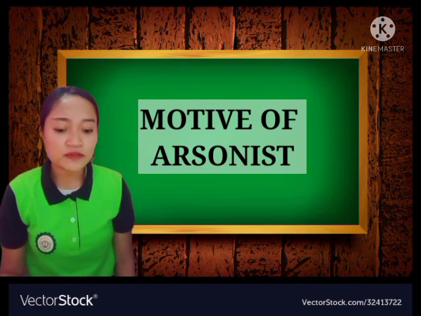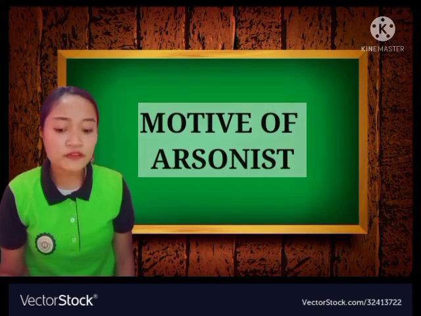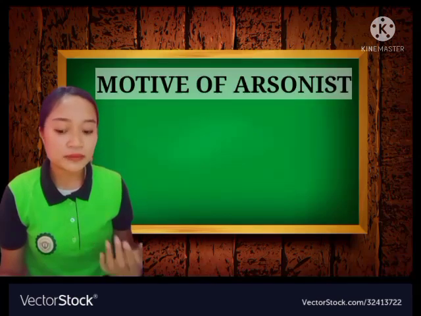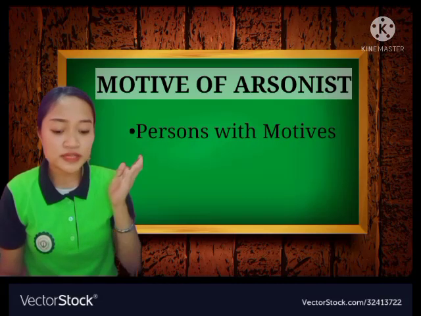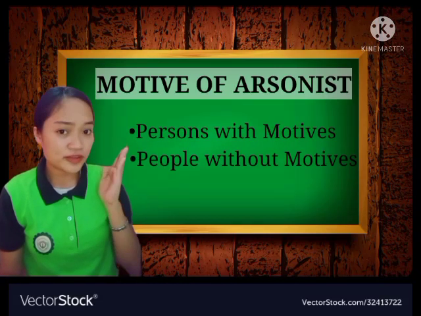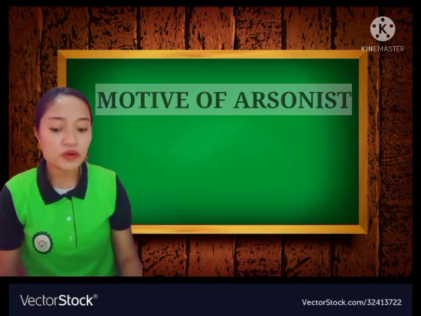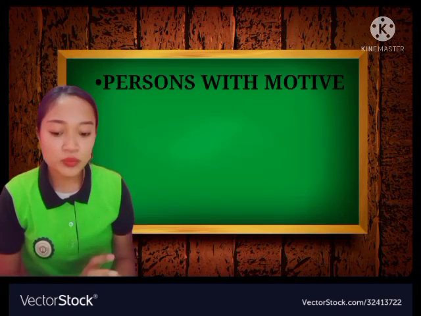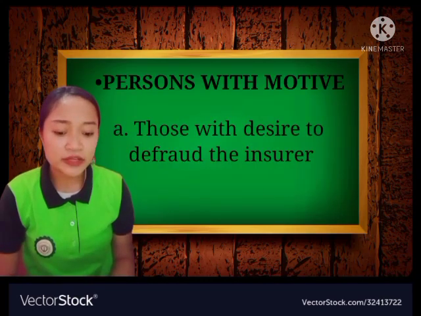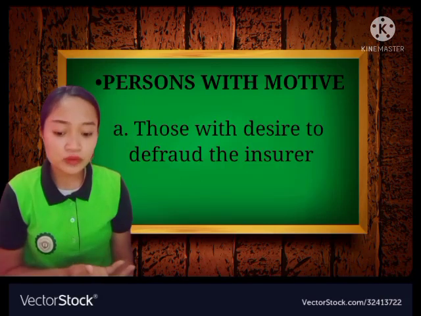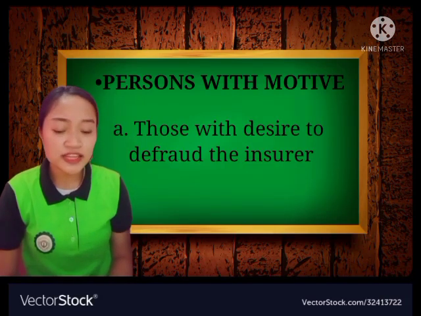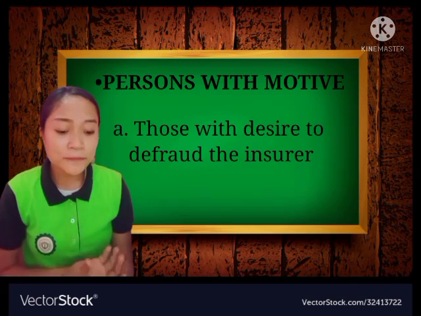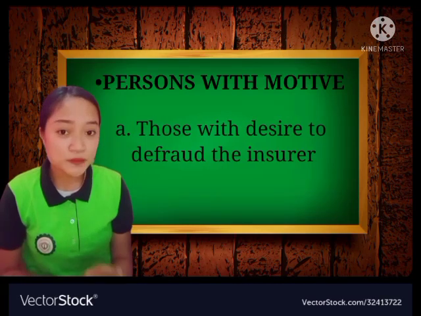To understand the motives of arsonist, the arson investigator has to note the following: that fires are set by persons with motives and people without motives. So here, persons with motives consist of the following. A. Those with desire to defraud the insurer. So the arsonist has a motive to burn that area because of his desire to deceive the insurer. He wants to obtain money from someone by deception.